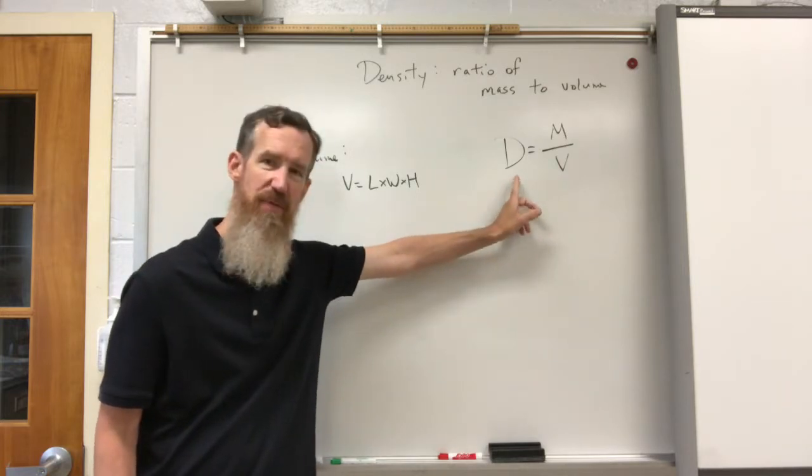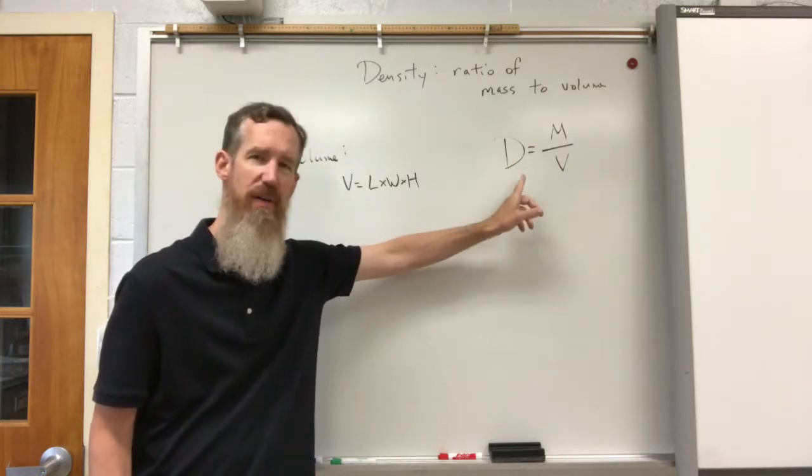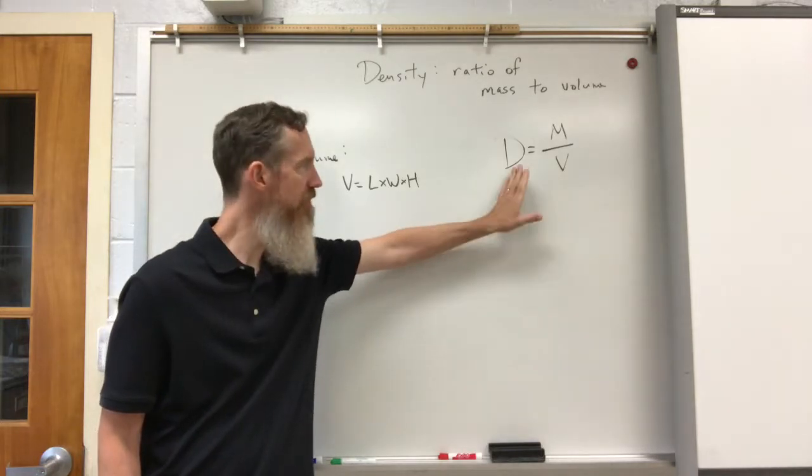Some books don't use a D for density. Some books use a crazy little Greek letter. It's called a rho. But we're going to use a capital D.